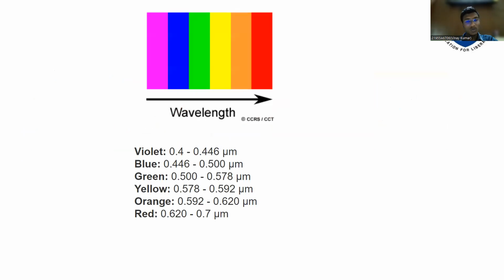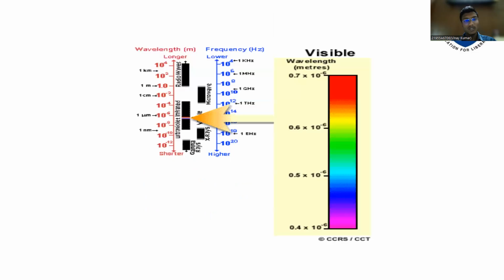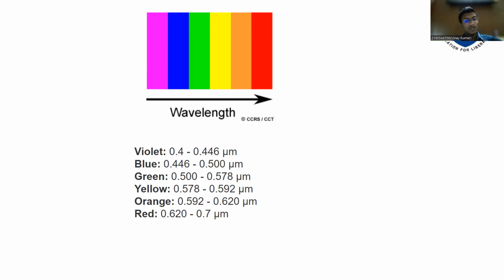Wavelength 0.4 to 0.446 micrometers is the violet color. You can see the visible range is 0.4 times 10 to the power of minus 6 to 0.7 times 10 to the power of minus 6, the range in which the colors are visible. Blue is around 0.446 to 0.500. Green is 0.500 to 0.578. Yellow is 0.578 to 0.592. Orange has the range between 0.592 to 0.620, and red has the range between 0.620 to 0.7.